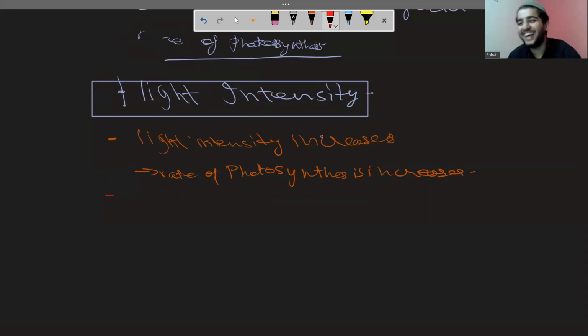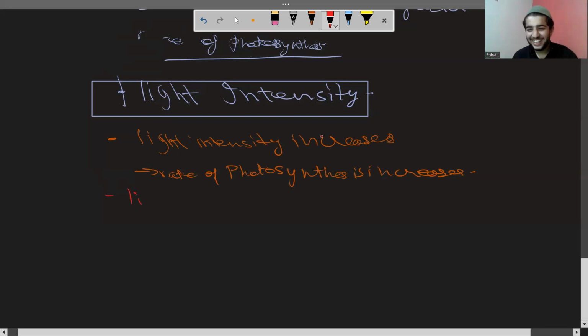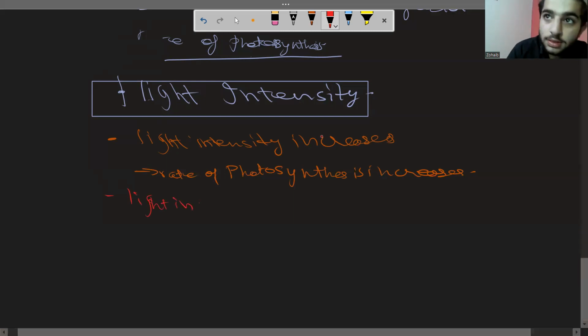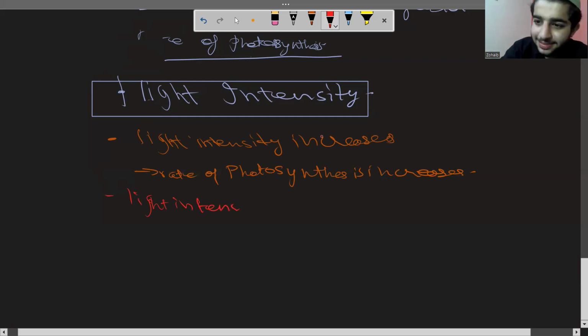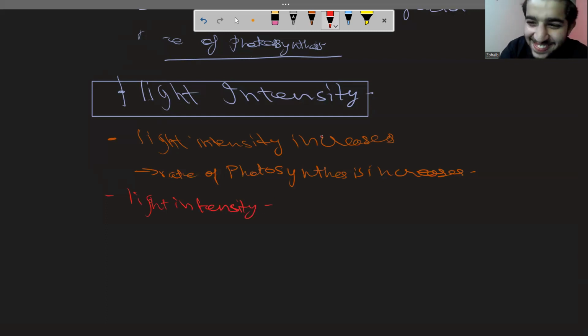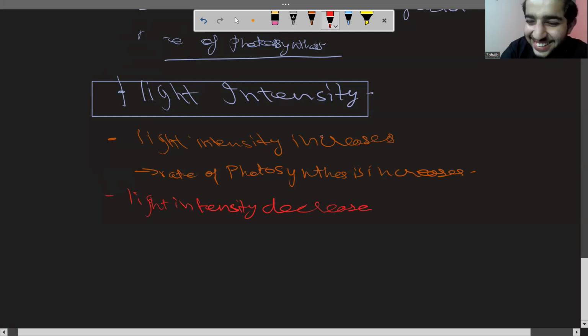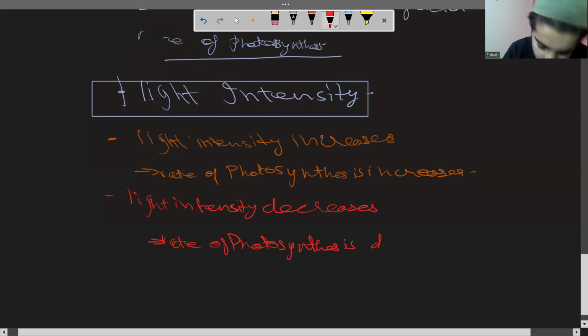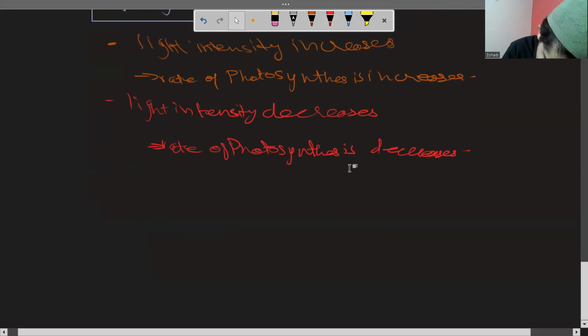When the light intensity decreases, the rate of photosynthesis decreases. You got it? So from this, we find out that light intensity is a limiting factor.